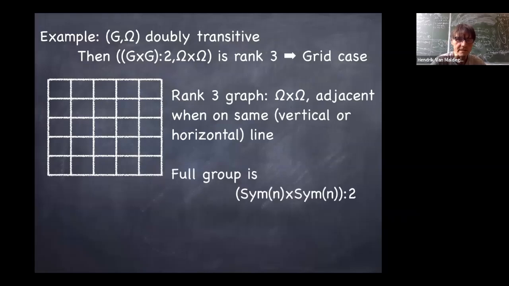But of course, what you see is that the full group of that graph is bigger. It's just the symmetric group on n letters times the symmetric group on n letters, and times 2 because you can interchange them.